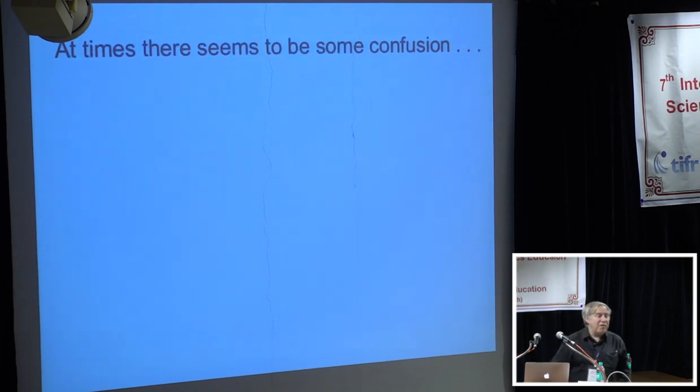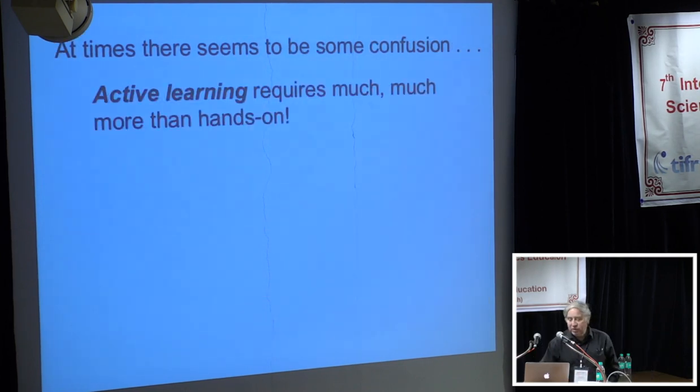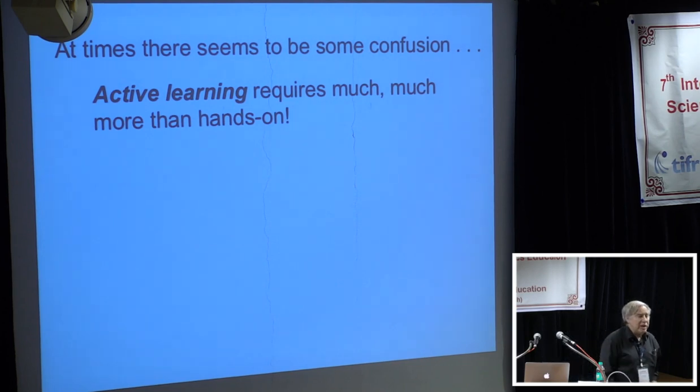Now, there's often some confusion because people will say, active learning, you mean hands-on. Hands-on and active learning, they're the same thing, right? No, they're not the same thing. Hands-on means that you're doing something with your hands. Maybe you're doing an experiment. Maybe a little stretch, I'm doing a demonstration for you, so there's a real experiment and you're not actually doing it with your hands, but it's an experiment. I would call those hands-on. But active learning is much, much more than hands-on.